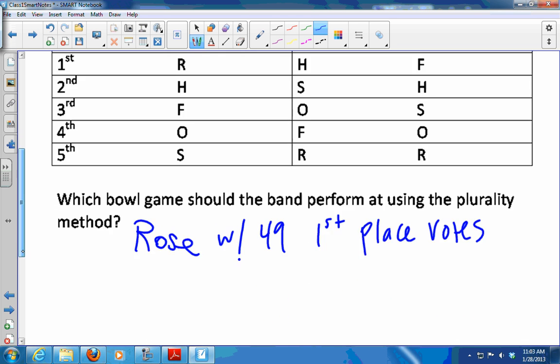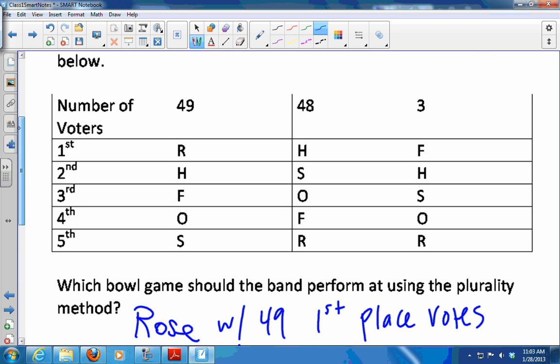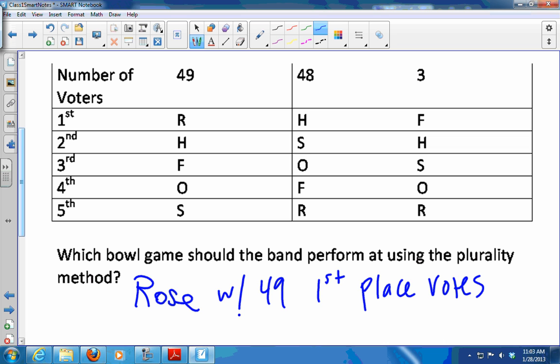Oops, I just skipped something. So let's take a closer look at the voice of the band here. We have 49 people who chose the Rose Bowl, but the other 51 people, the other 48 plus 3, where did they rank the Rose Bowl? Last. So we have a majority of people who do not want to go to the Rose Bowl, right? That is their last choice.